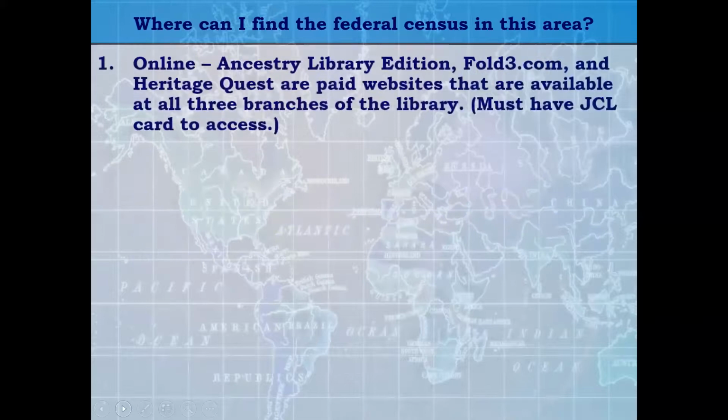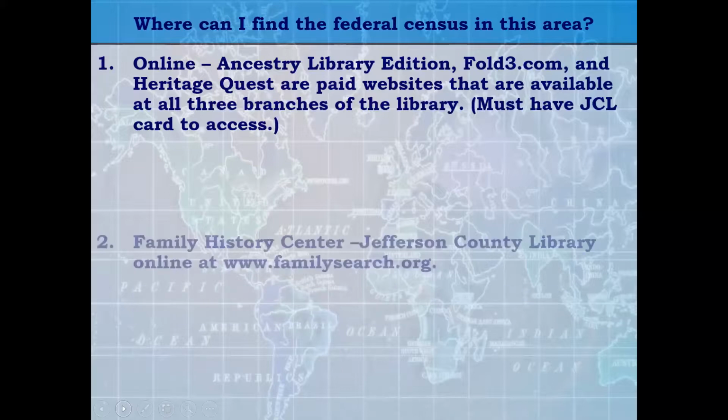Some of the ways that you can find the census is online through Ancestry Library Edition. Fold3.com has some census records, and Heritage Quest. These are paid websites that are available at all three branches of the Jefferson County Library, but you must have a Jefferson County Library card to access these. Ancestry Library Edition is not available from home. You can access Fold3 and Heritage Quest from home, but the Ancestry Library Edition must be accessed at one of our participating branch libraries, the Arnold branch, the Northwest branch, or the Windsor branch.